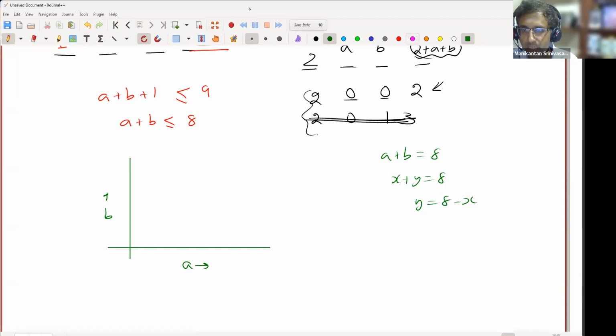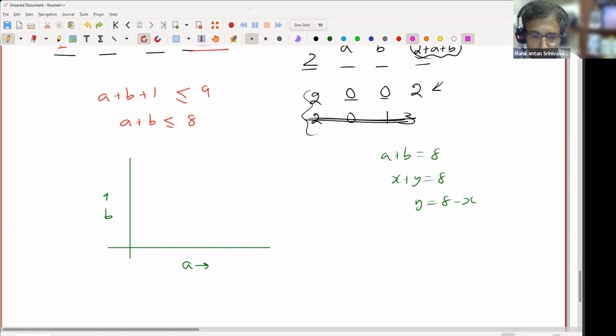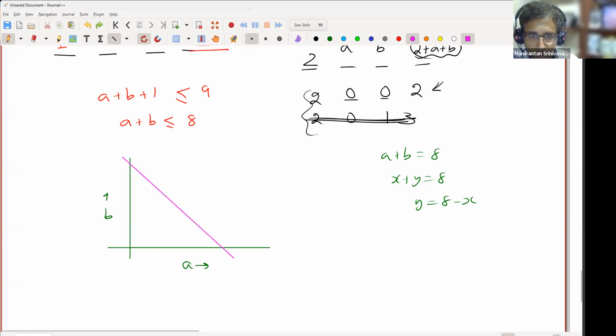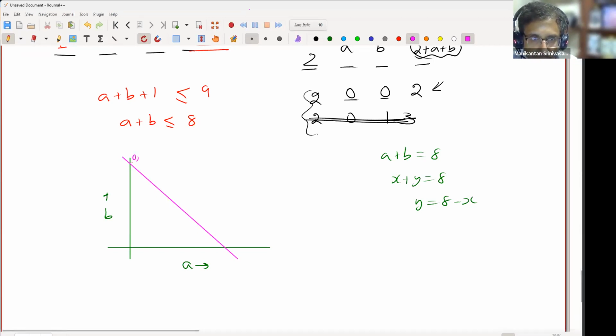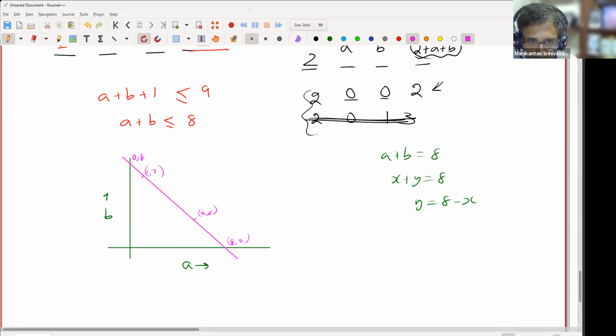So that'll be like a line like this with a negative slope, right? So what are some of the points? This extreme point would be 0, 8. And this extreme point would be 8, 0. And there'll be points here like 1, 7, 5, 3, all of these points, where this is A and this is B. So all of these integer points, which are within this triangle, are all counted, correct?